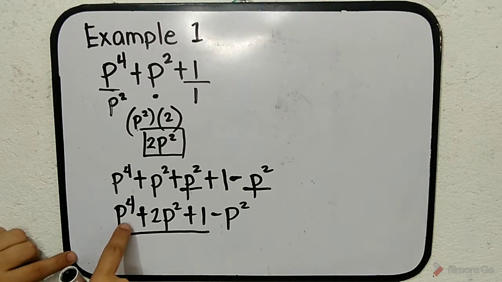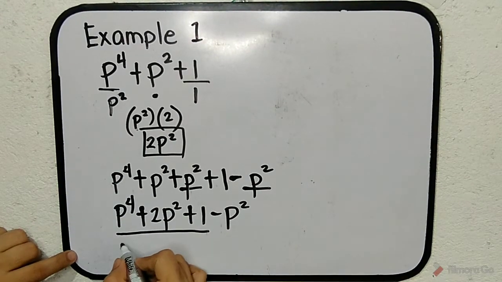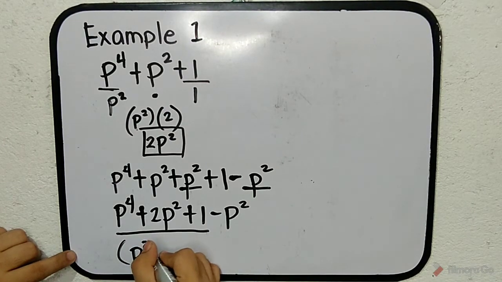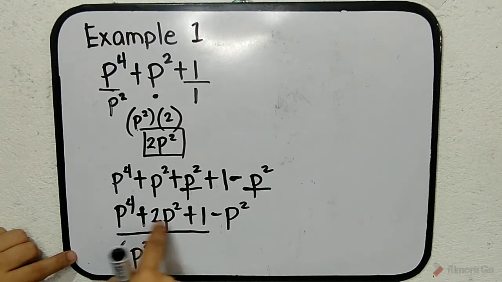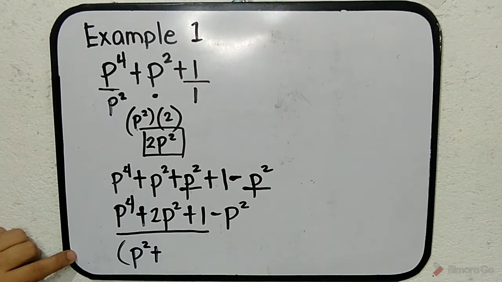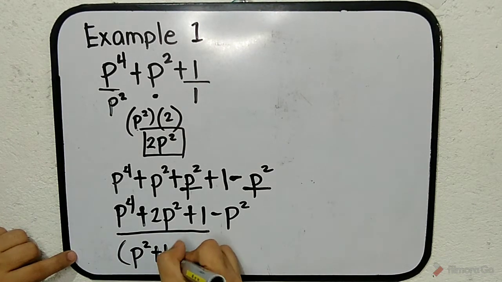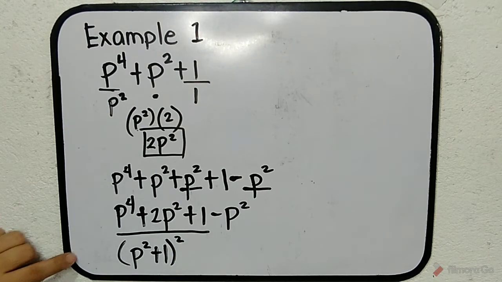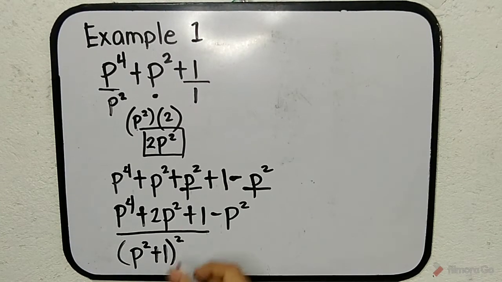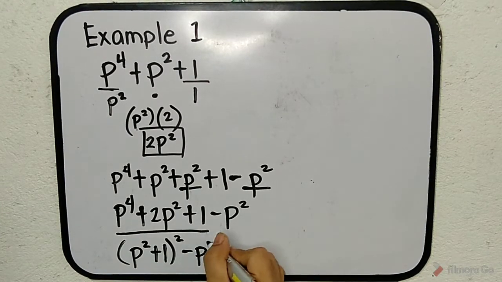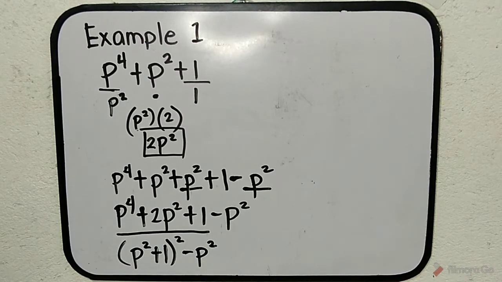So, class, focus ulit tayo kay p to the fourth at saka kay 1. So, what is the square root of p to the fourth? P squared. And gumamit tayo dito ng plus, kaya ibig sabihin, plus ang gagamitin natin dito. Next, anong square root ng 1? Okay, 1. Then, we're going to square the binomial. So, the quantity p squared plus 1 raised to the second power. Kopyahin lang natin itong minus p squared. Now, class, ano ang sunod nating gagawin?